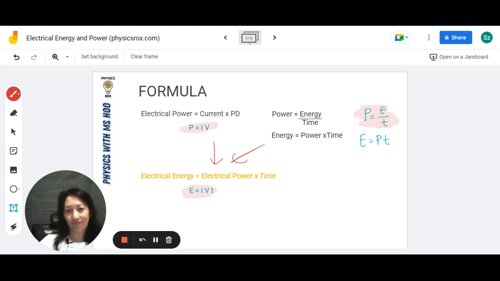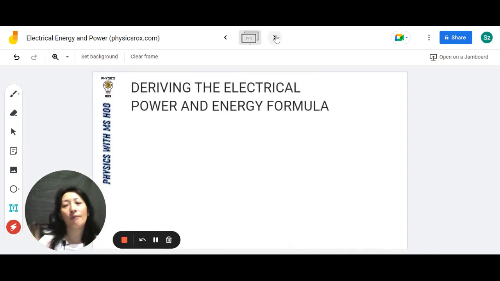Of course, I know that there are many of you who are wondering, how on earth do we get electrical power as current times potential difference in the first place? So I'm going to show you how this formula is derived. Please keep in mind that whatever we're covering in this slide is not necessary for you to memorize to solve the questions. So this part is something you can skip if you like, but I'm going to go through it anyway to answer the question some of you have, like where did this formula come from?